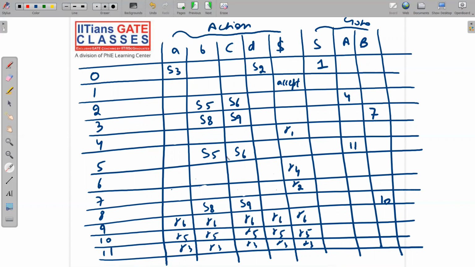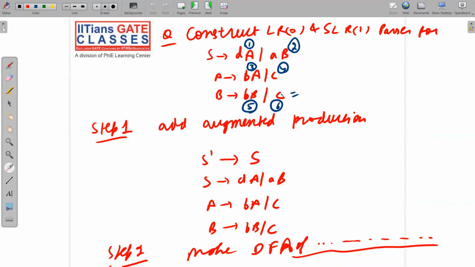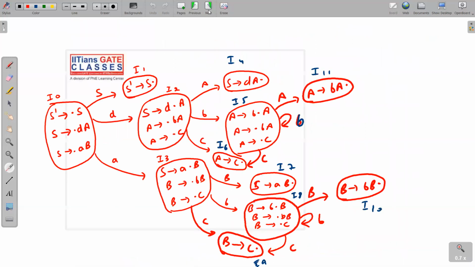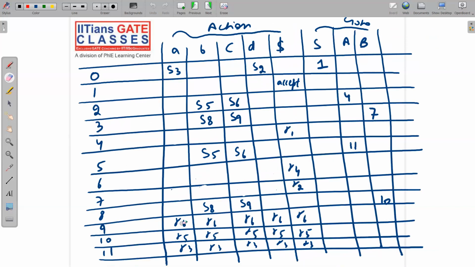Next is R6. So see R6. So production number 6 is this. So follow of B we need to find. Follow of capital B will be what? See here. We have capital B here. So follow of B is follow of B. So nothing is added. Follow of B is follow of S. So dollar will be added. So in case of dollar only, I will put it. So in case of dollar, R6 will be there.